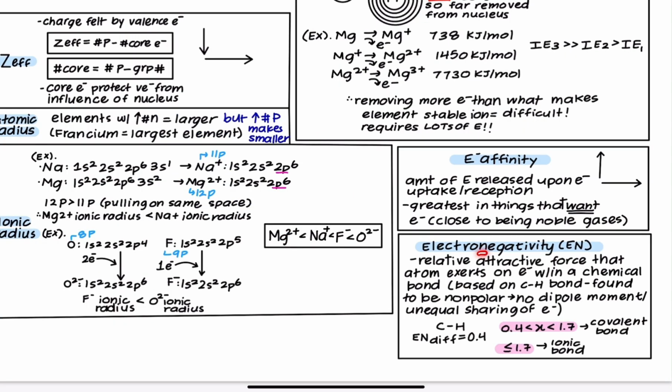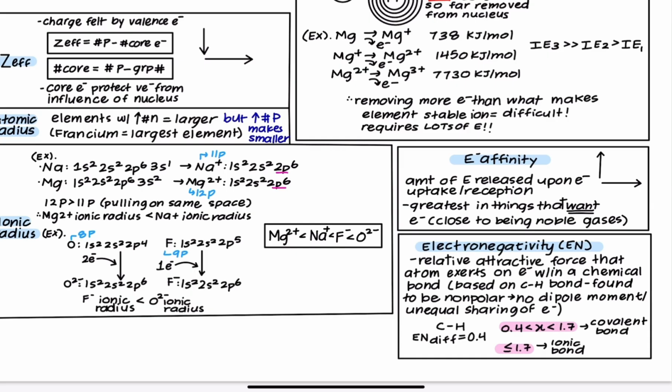Now let's talk about electronegativity and electron affinity. Both of these increase toward the top right. Electron affinity is the amount of energy released upon electron uptake and reception. It's greatest in things that want the electron, as in things that are close to being noble gases. In contrast, electronegativity is the relative attractive force that an atom exerts on an electron within a chemical bond, and it's based on the CH bond.